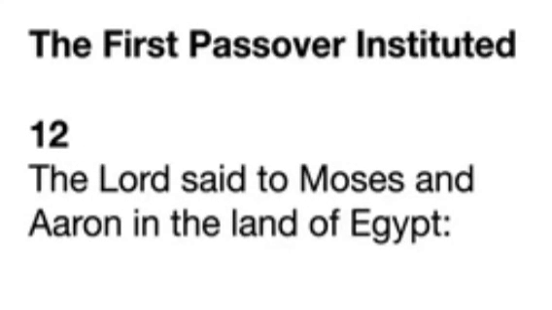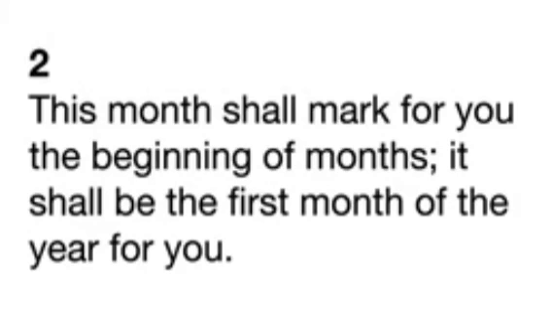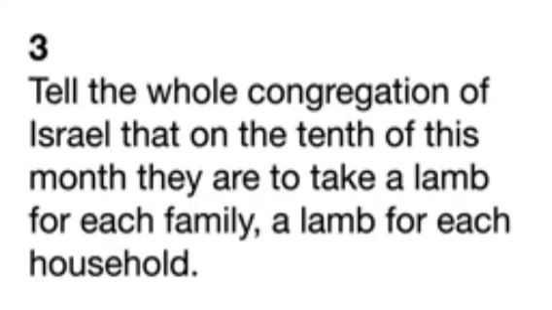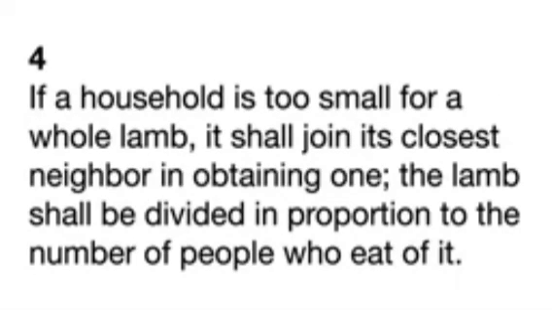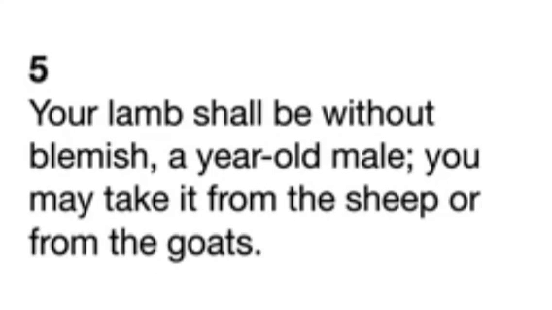First, Passover instituted. The Lord said to Moses and Aaron in the land of Egypt, this month shall mark for you the beginning of months. It shall be the first month of the year for you. Tell the whole congregation of Israel that on the 10th of this month they are to take a lamb, each family, a lamb for each household. If the household is too small for a whole lamb, it shall join its closest neighbor in obtaining one. The lamb shall be divided in proportion to the number of people who eat of it. Your lamb shall be without blemish, a year-old male. You may take it from the sheep or from the goats.